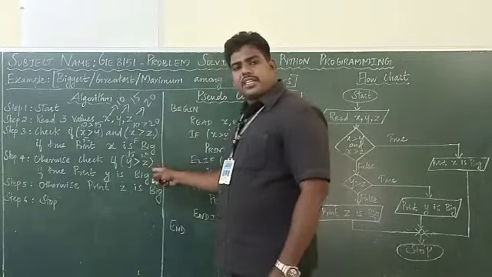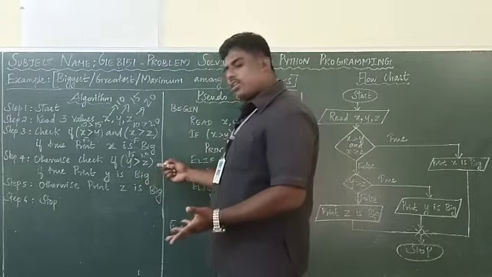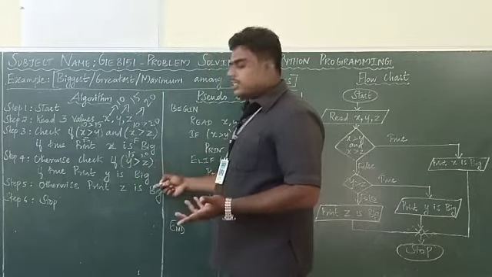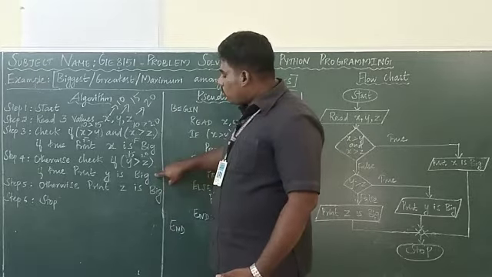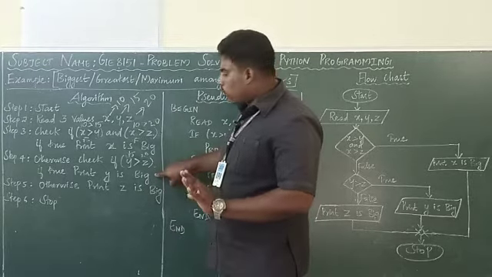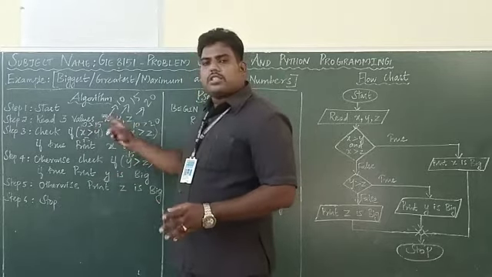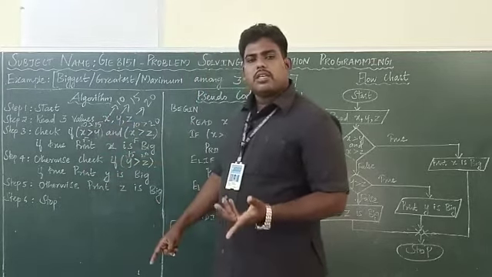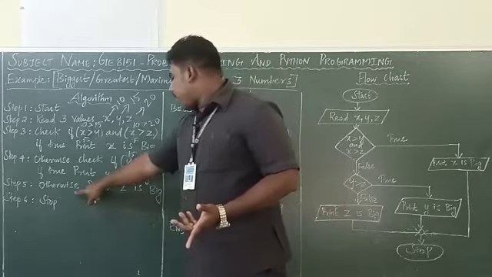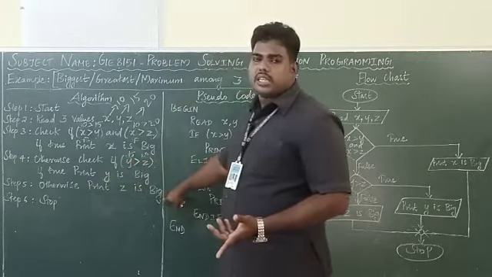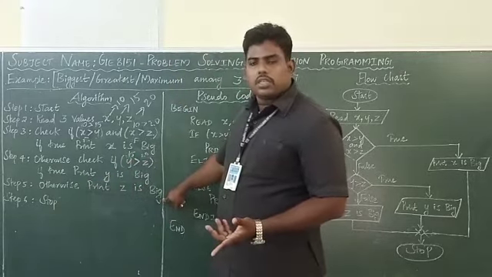Whether y value is greater than 20, again this condition is false. So y is big cannot be executed. It comes outside. So if both x and y are small, what will be the big? Z is the big. So directly I am printing, otherwise print z is big. All of you got it?